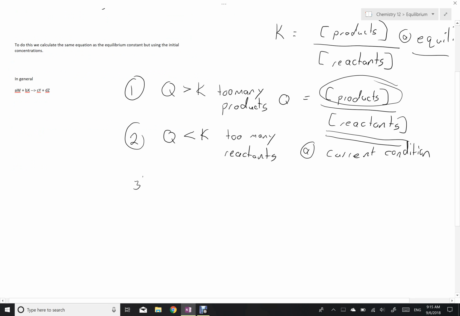There is a third case. I guess it's possible that Q could be equal to K, which would mean that we are already at equilibrium, and we would expect no observable shift.